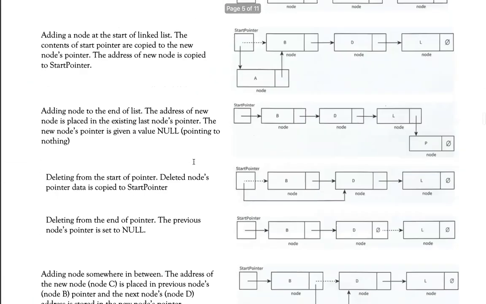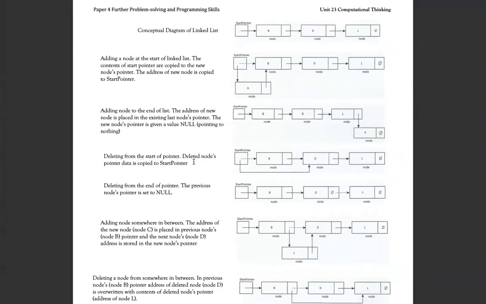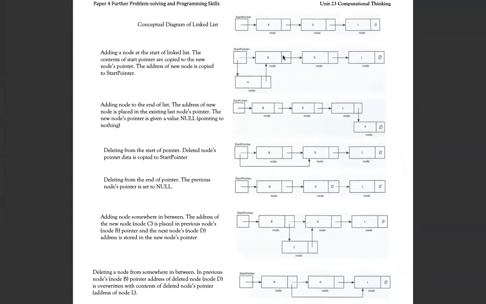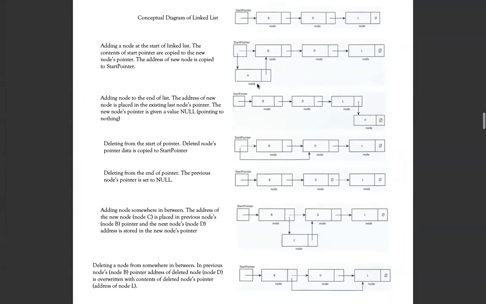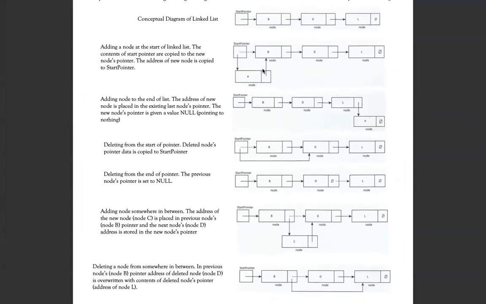So moving on, the different operations that are allowed in your linked list resemble something like this. For example, if I want to add a node at the start, as you can see here, my original linked list had B, D, L. Now let's just say this is node index position 1, index position 2, and index position 3.